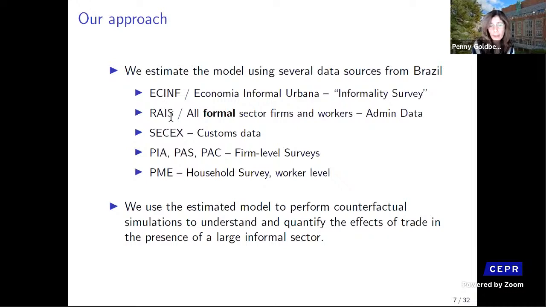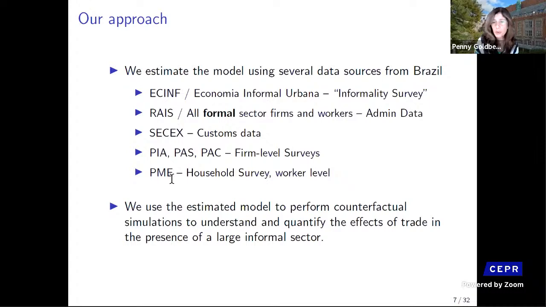And then on the worker side, we have the PME, which is a household survey capturing workers. And this is a survey that reports whether or not the worker has the card I talked about. So this allows us to also capture informality on the worker side. And this survey allows us to capture transitions of workers between various employment statuses and also formality and informality.